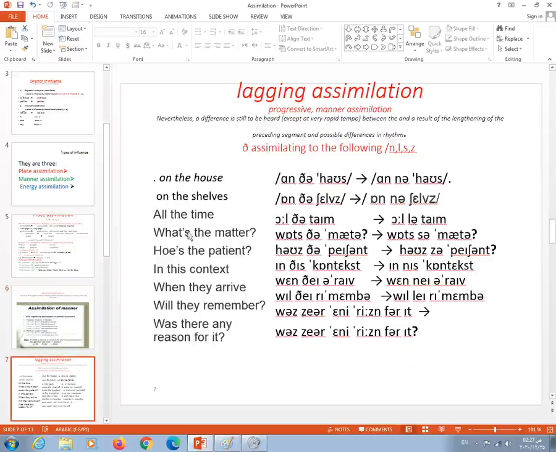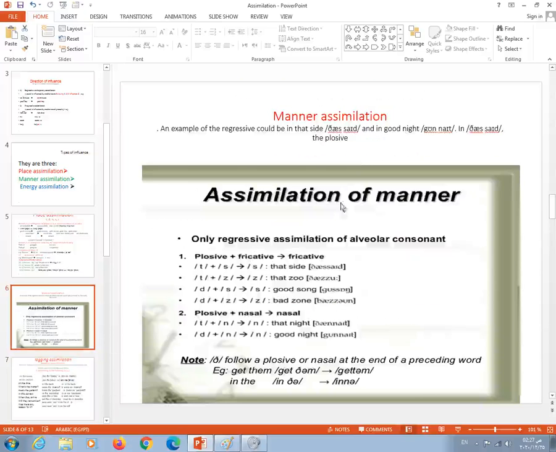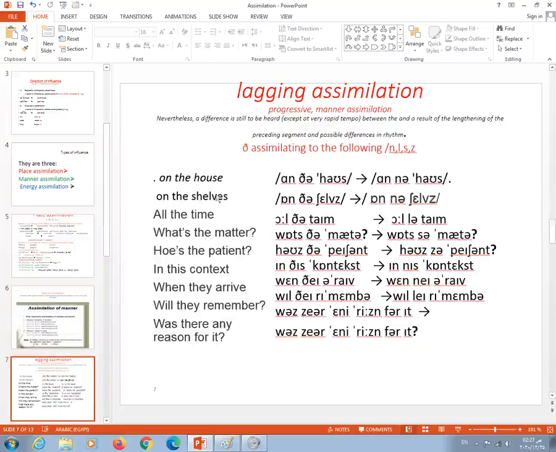The third kind or the second kind is, yes, still here assimilation of manner, but a different kind, lagging assimilation. And we can see it's progressive here. Last time we saw manner assimilation but regressive, meaning consonant number 2 affects consonant number 1. But here we are going to have consonant number 1 affects consonant number 2. Look at the examples here.